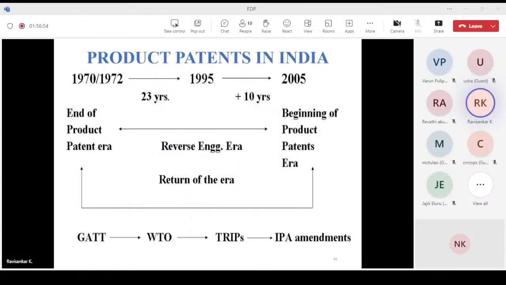So if you see the table here, from 1970 up to 95, there are no product patents, only process patents. And from 95, because of GATT, they started the TRIPS agreement. They gave 10 years as a transition period up to 2005. So again in 2005, the beginning of the product patents era started.